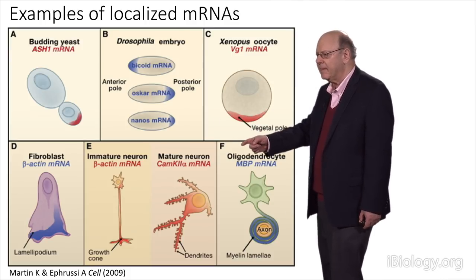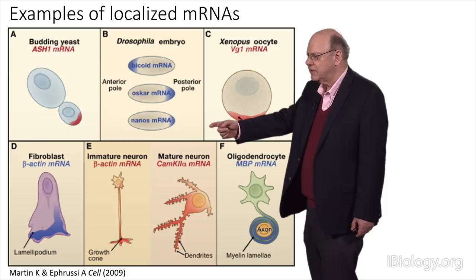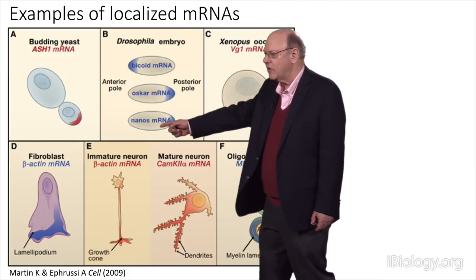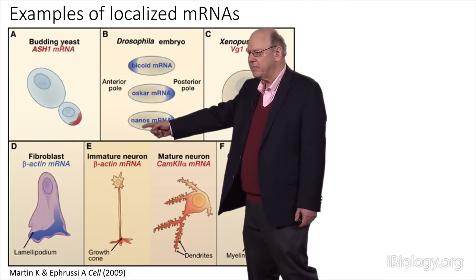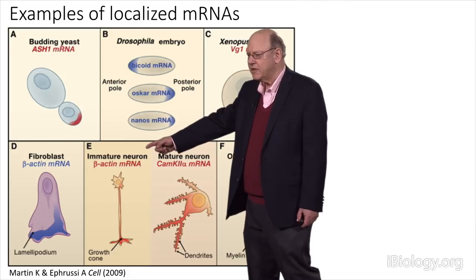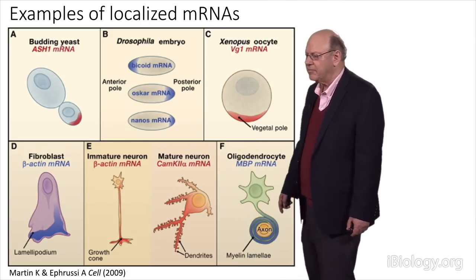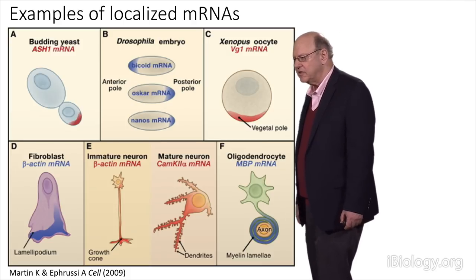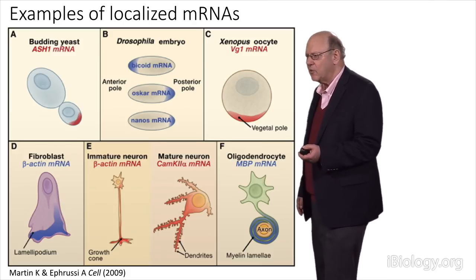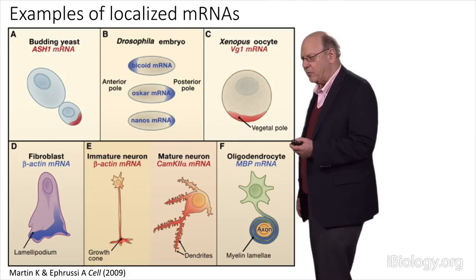And even in yeast, RNA is localized in the yeast to the bud tip. And in the fibroblasts, RNA is localized to the leading edge. Beta-actin RNA is localized to the leading edge. So I'll briefly go into those and end up with a mechanism which allows this to happen.